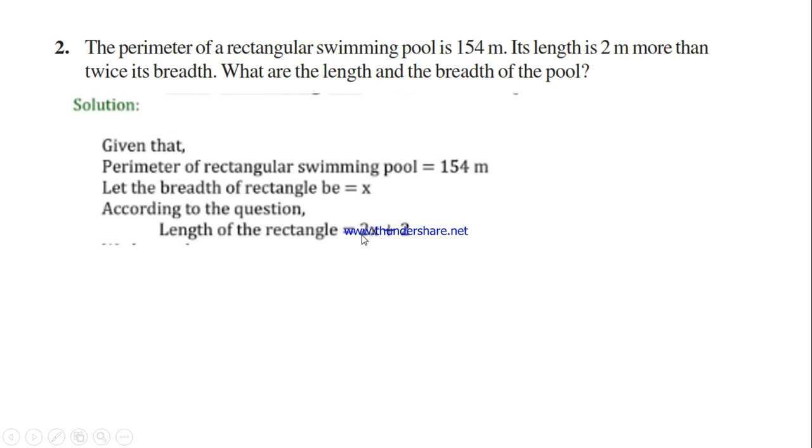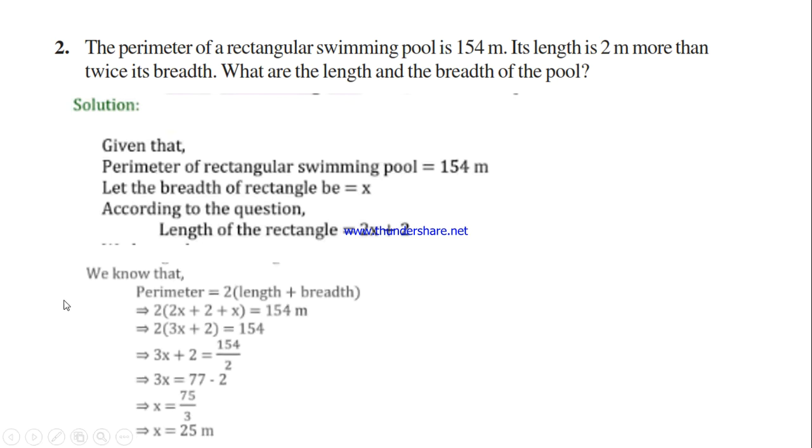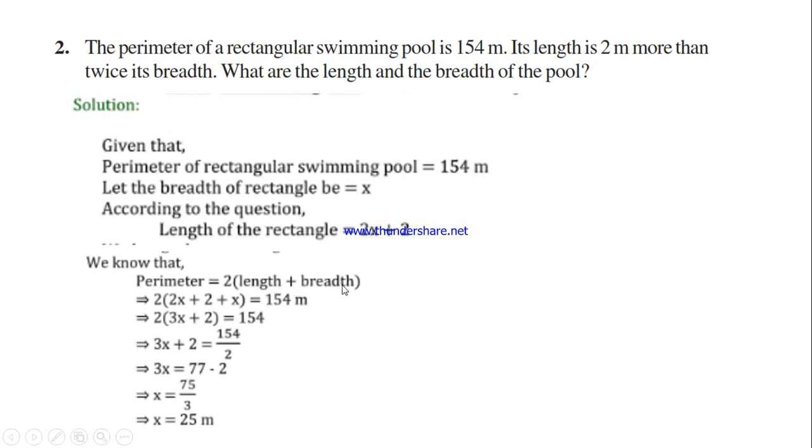So let's substitute these values into the formula, because they gave the perimeter of the rectangular swimming pool. Perimeter of rectangle formula is 2 into (L plus B). So we are substituting this length and breadth into this: 2 into (2x plus 2 plus x) equal to, are we going to find the perimeter? No, they gave it. So we are equating, we have written the perimeter value here. Then in the bracket, these two are like terms, 2x plus x, 3x, so 3x plus 2. So we receive the equation now, 2 into (3x plus 2) equal to 154. This is the required equation.